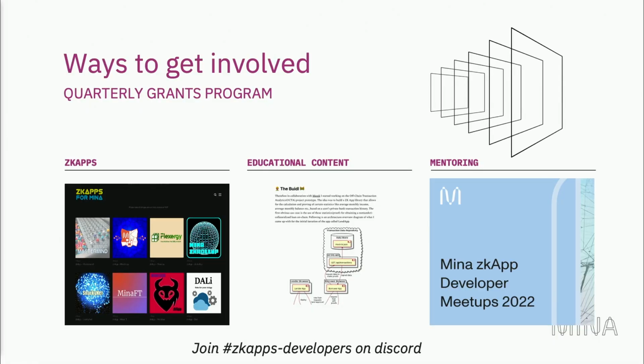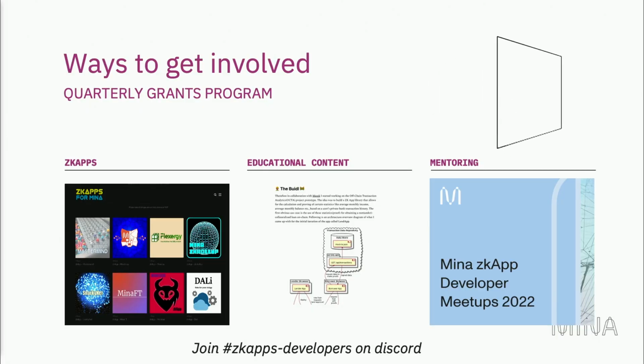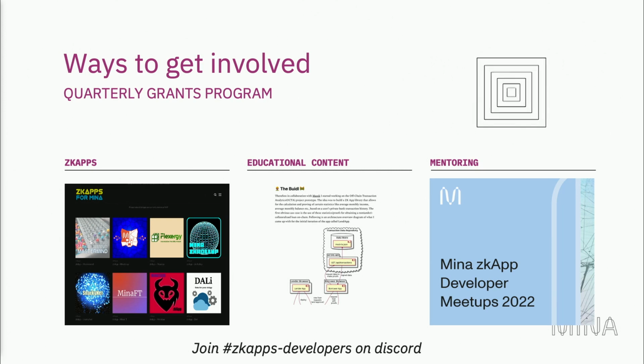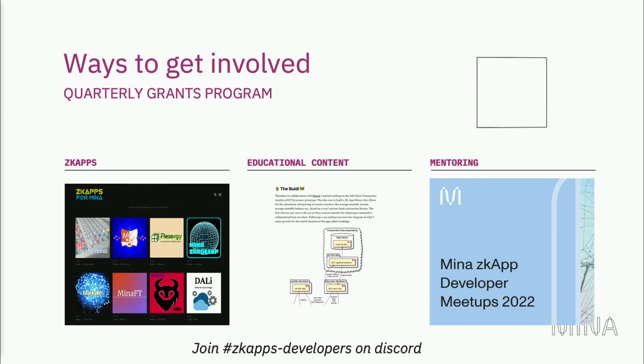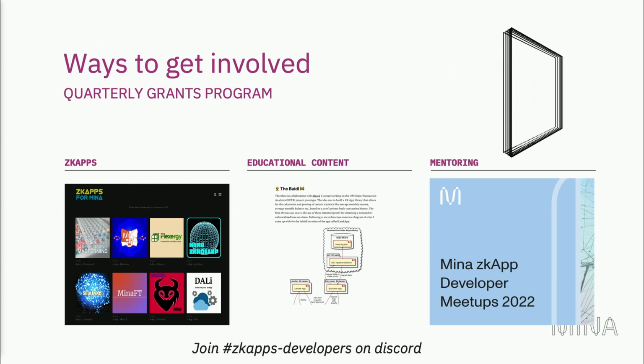Ways that you can get involved. We have a quarterly grants program, or I guess Mina Foundation has a quarterly grants program, and it's backwards looking. So you can build ZK apps, you can make educational content, or you can do mentoring within the community. All of these things make you eligible for a backwards looking grant.